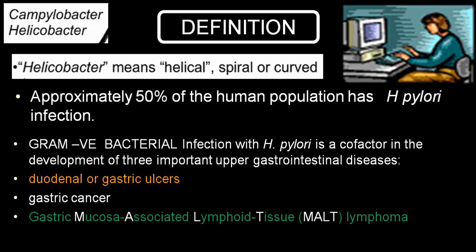This is basically a gram-negative bacterial infection with H. pylori as a cofactor in the development of three important upper GI tract disorders. Particularly duodenal ulcer and gastric ulcer, together we call it peptic ulcer disease, then gastric carcinoma, and then gastric lymphoma, previously called gastric mucosa associated lymphoid tissue, or MALT. M for mucosa, A for associated, L for lymphoid, and T for tissue. So it was called MALT lymphoma, but now in short we call it gastric lymphoma. These are some of the conditions very commonly associated with H. pylori infection.